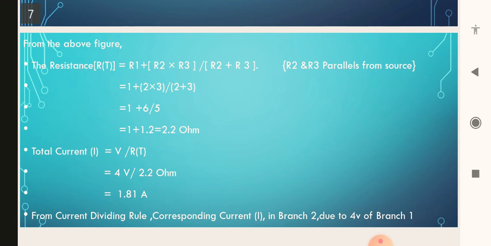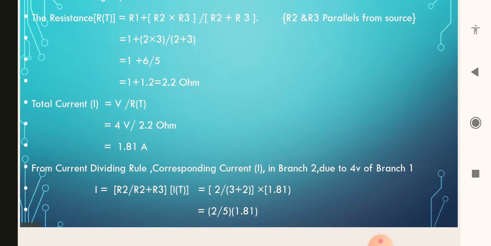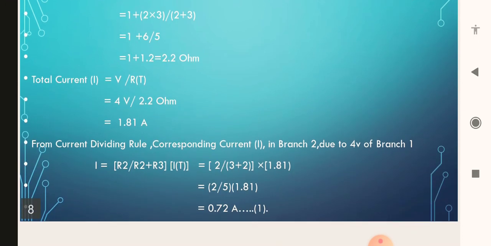Here R2 and R3 are in parallel to each other from the source. After replacing the values, 1 plus 2 times 3 by 2 plus 3, that is 1 plus 6 by 5, and 6 by 5 is nothing but 1.2. After simplification you get the total resistance as 2.2 ohms.